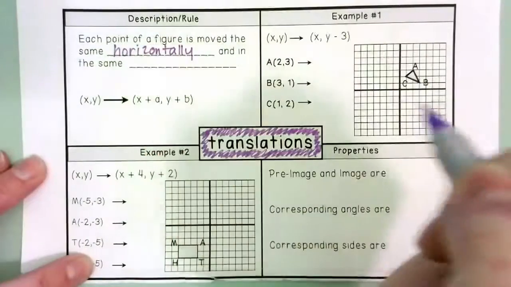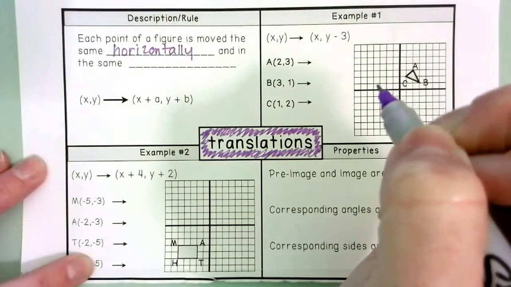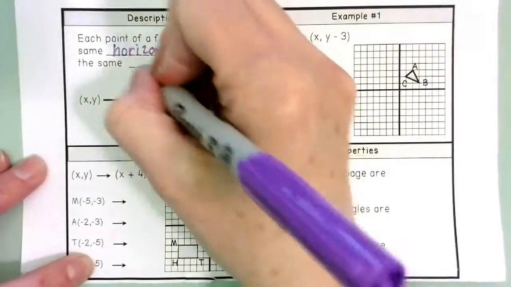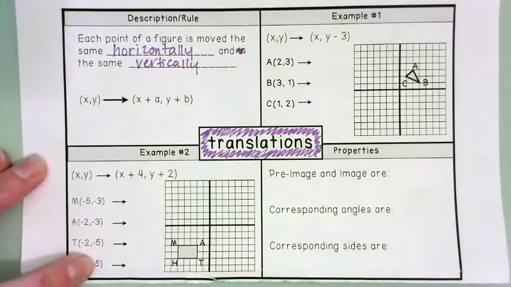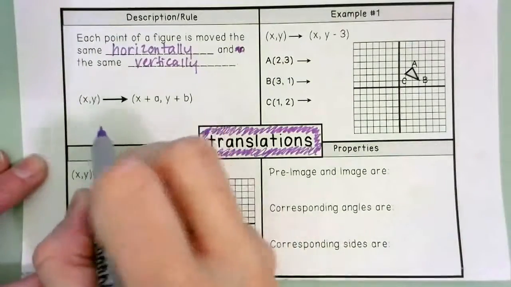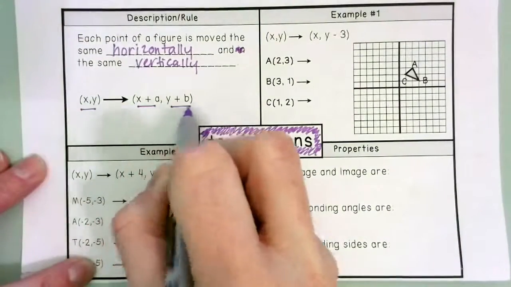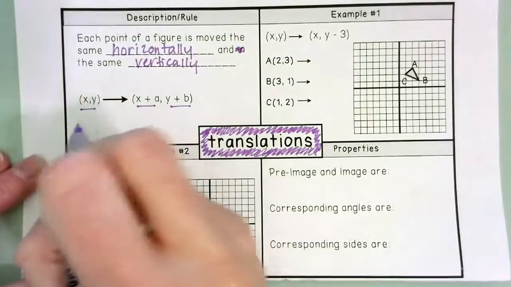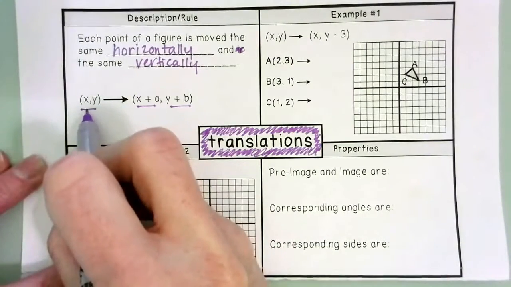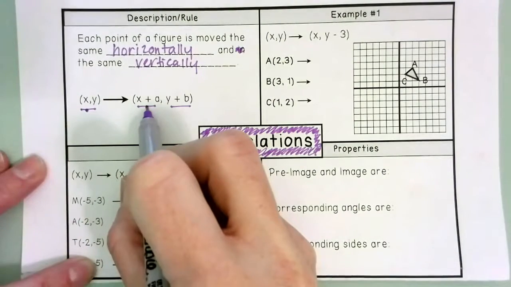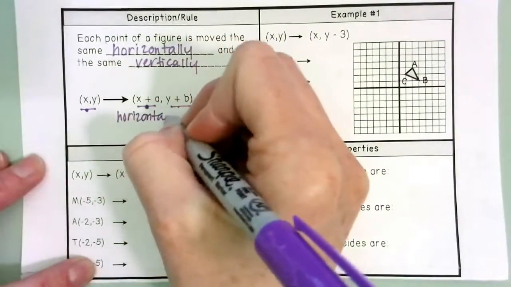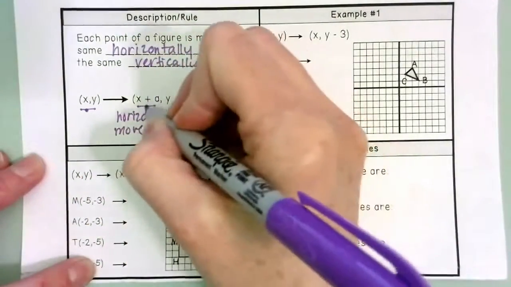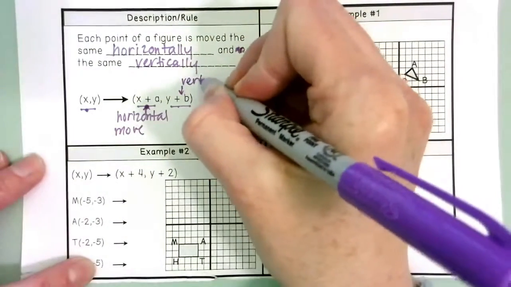horizontally and the same vertically. Okay, so every point is moved with the same direction, and this was the formula that we followed. You had a point that you started with, and then we were told how it would move horizontally and how it would move vertically. So this is the horizontal move, and this was the vertical move.